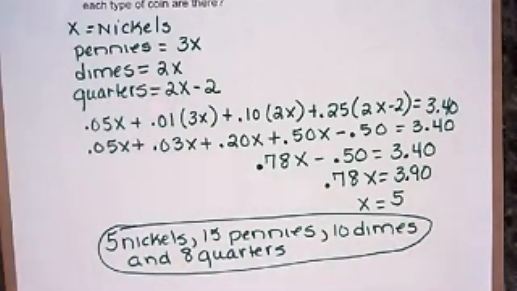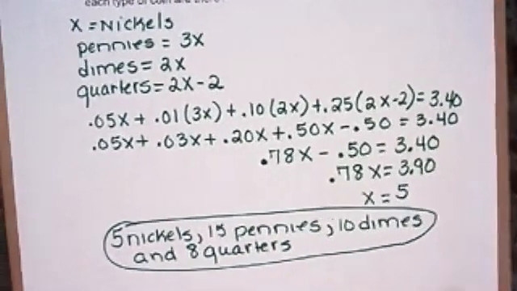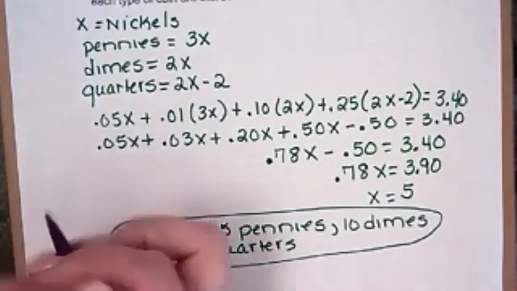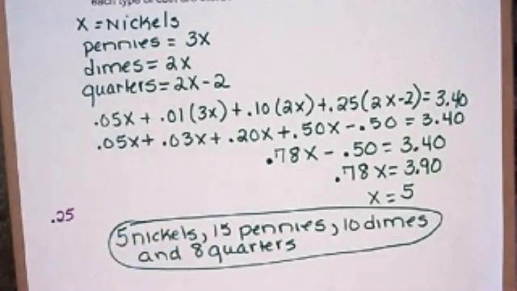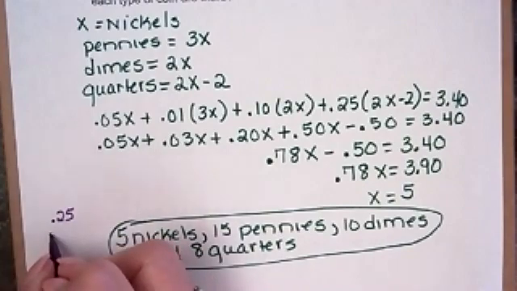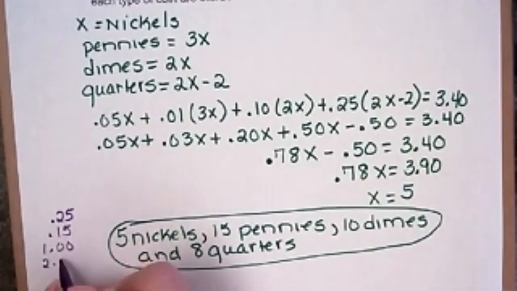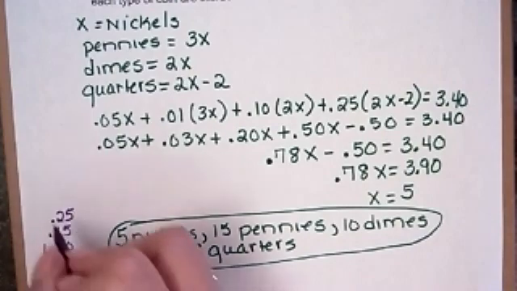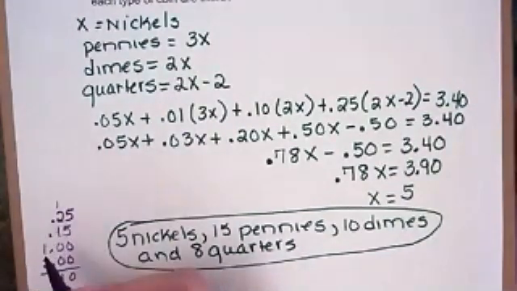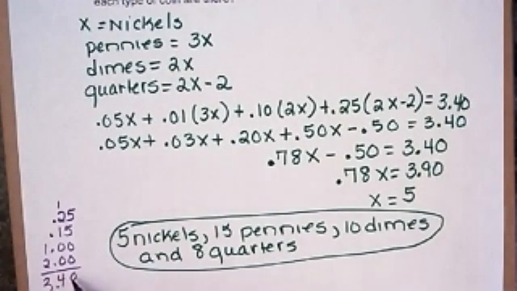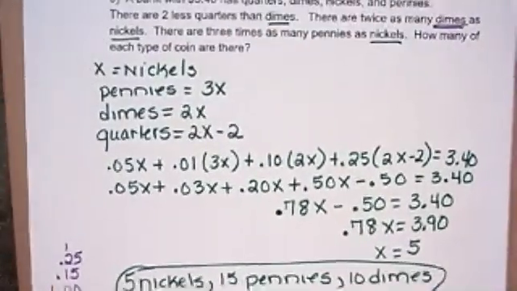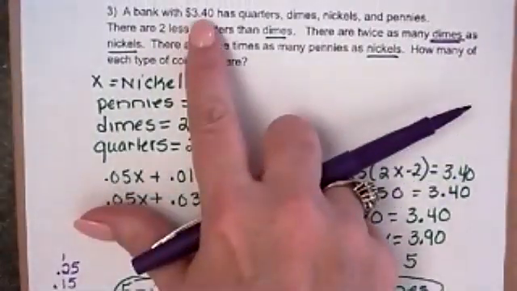Now, again, checking this is actually a very simple thing. Let's just convert these amounts back over and see if it adds up. 5 nickels is worth 25 cents. 15 pennies is 15 cents. 10 dimes is $1. And 8 quarters is $2. So that's 0, carry the 1, that's 4. And 1 and 2 makes 3. That checks out because it says I should have $3.40. And my problem back up here at the top said I should have $3.40.